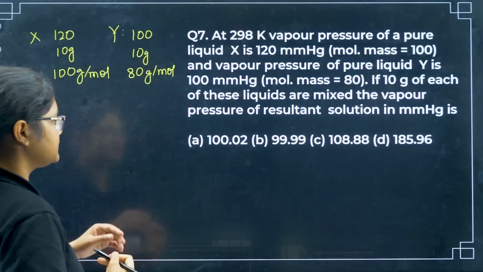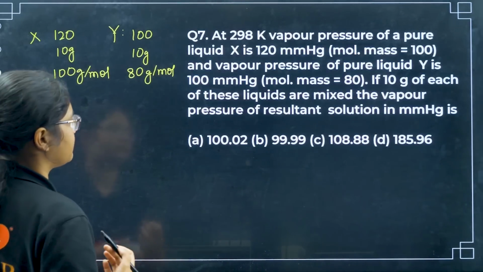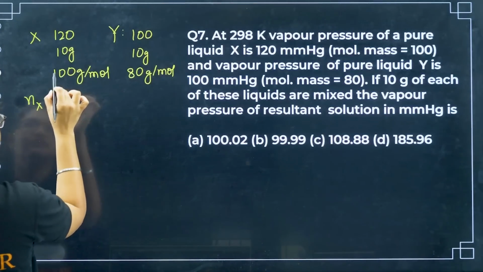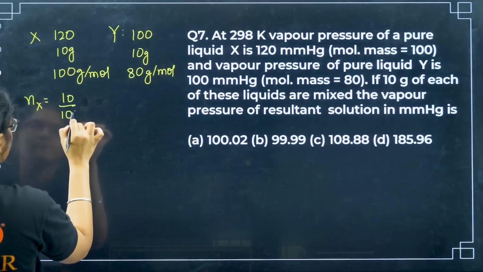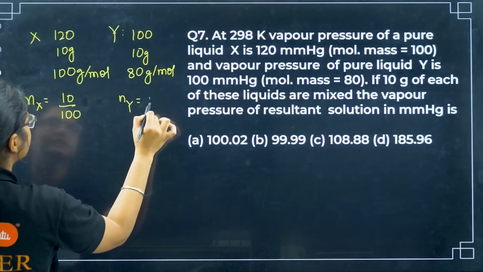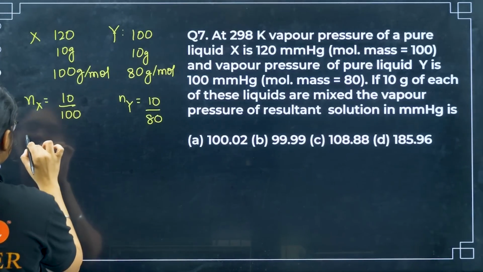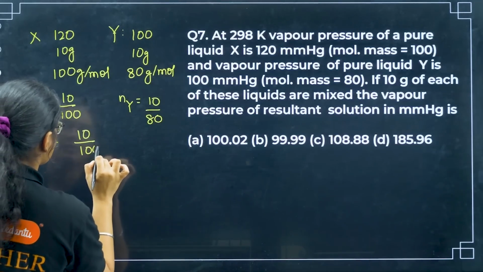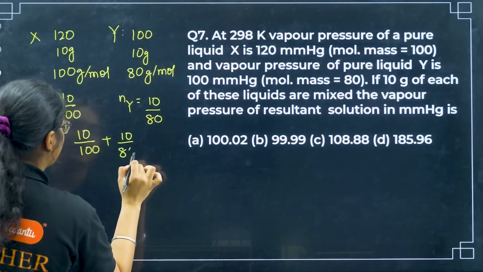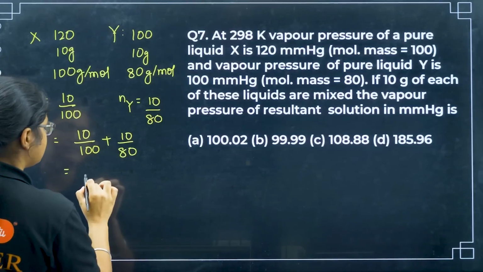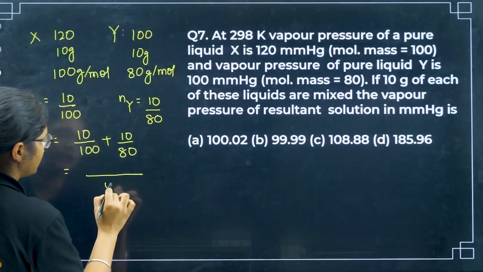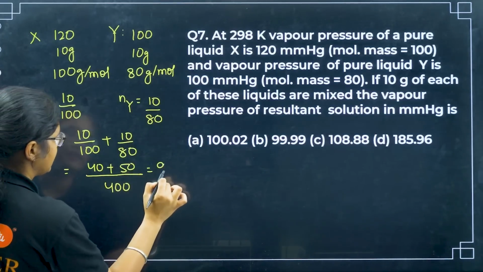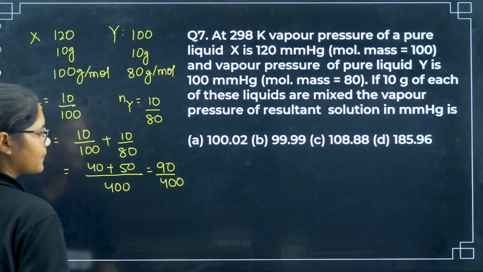Next, we have to calculate the total vapor pressure. First, the number of moles of X is 10 by 100. Number of moles of Y is 10 by 80. So I will calculate the total number of moles: 10 by 100 plus 10 by 80. The LCM I can take is 400, so 40 plus 50, it is 90 by 400.